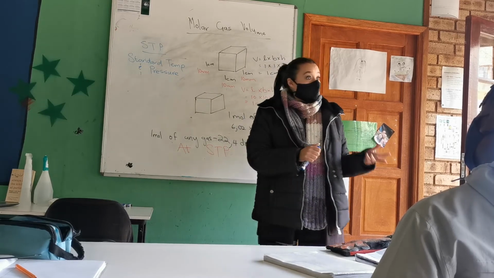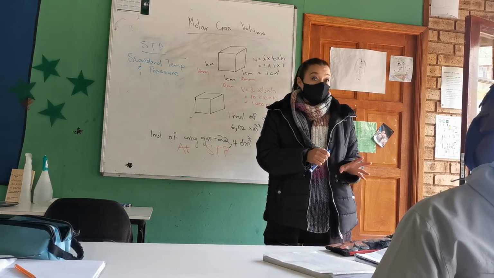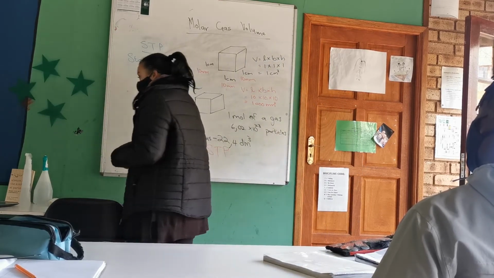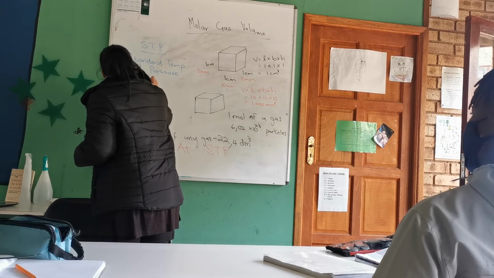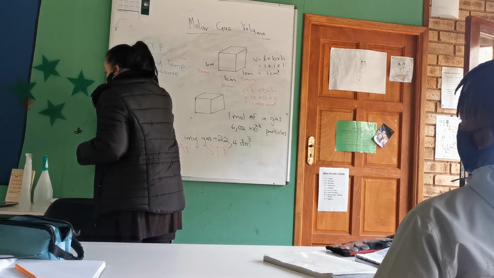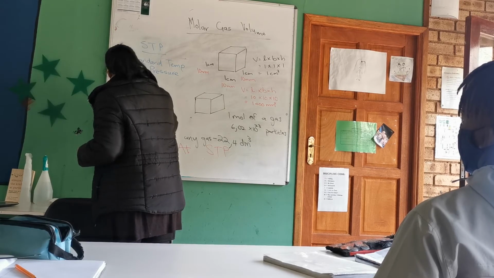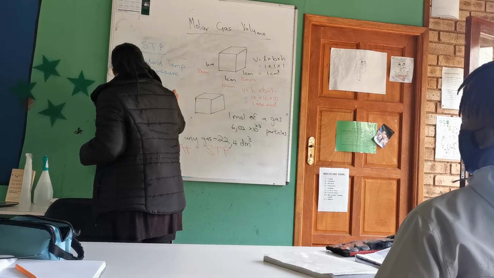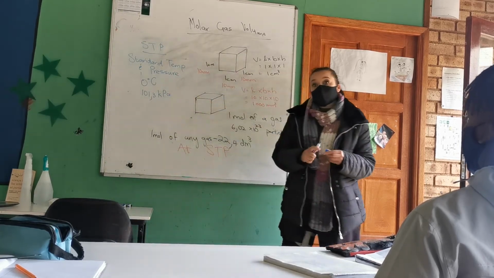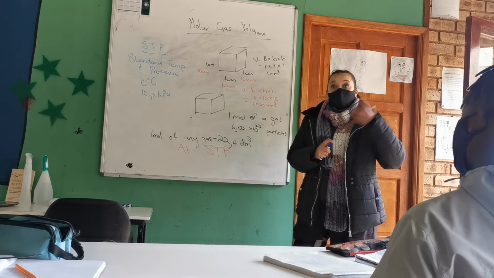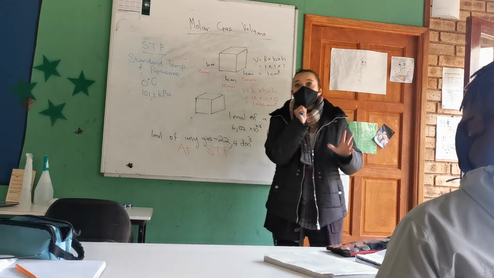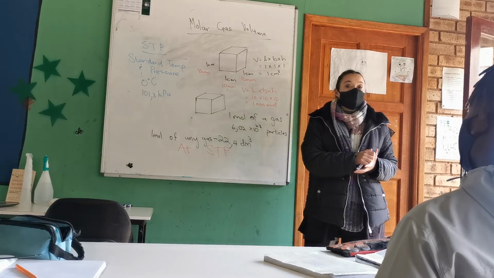Standard temperature and pressure are values that you get on your data sheet, and those values should be 0 degrees Celsius and 101.3 kilopascals. That's the temperature one, and that's the pressure one. So at STP, 1 mole of any gas will occupy a space of 22,4 decimeters cubed.